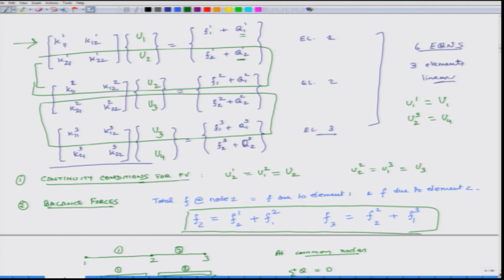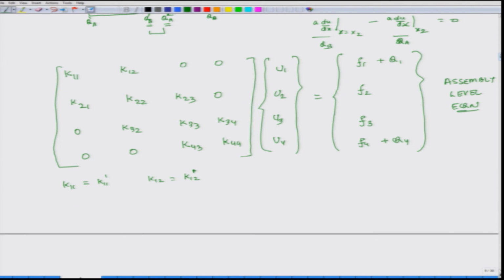The sum of these two, second equation and third equation is my second global assembly equation, right. So this gives my second equation, this gives my third equation, and this is my fourth equation, and this is my first equation. Okay. Any questions? So this is how I construct my global K matrix and global F and Q vectors.